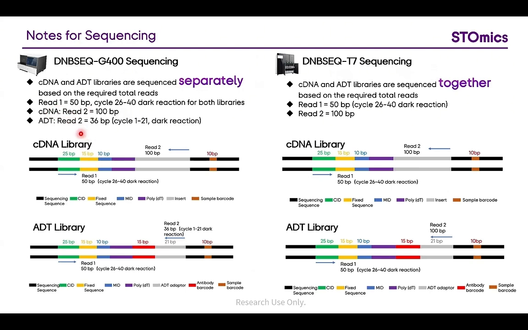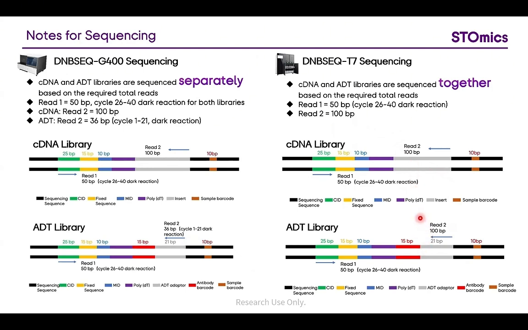For T400, both libraries are the same: 50 base pair, with cycles 26 to 40 set into the dark reactions. But for cDNA, the read-through length will be 100 BP, and for ADT, it will be 36 BP, and it will set cycles 1 to 21 for dark reaction. For T7, since they are pooled and sequenced together, the read1 and read2 parameters will be the same.